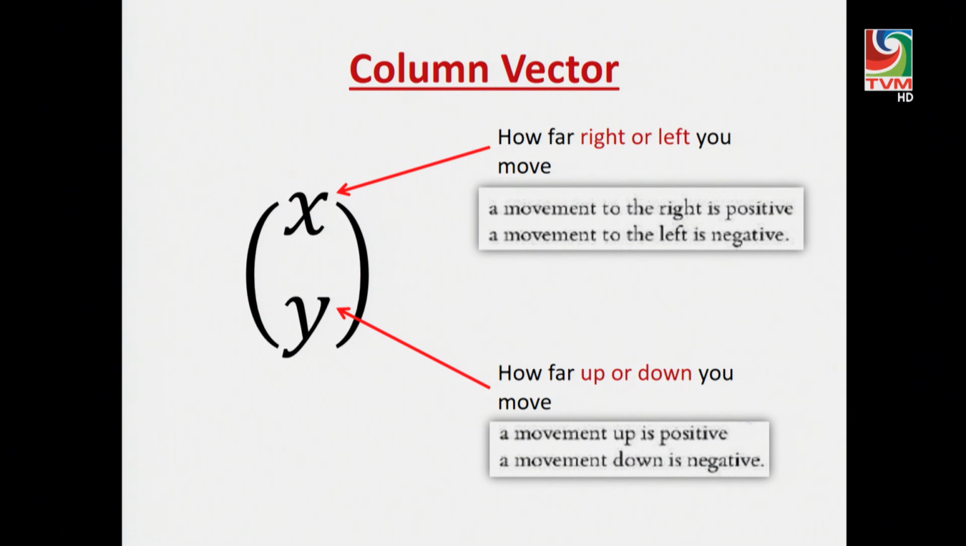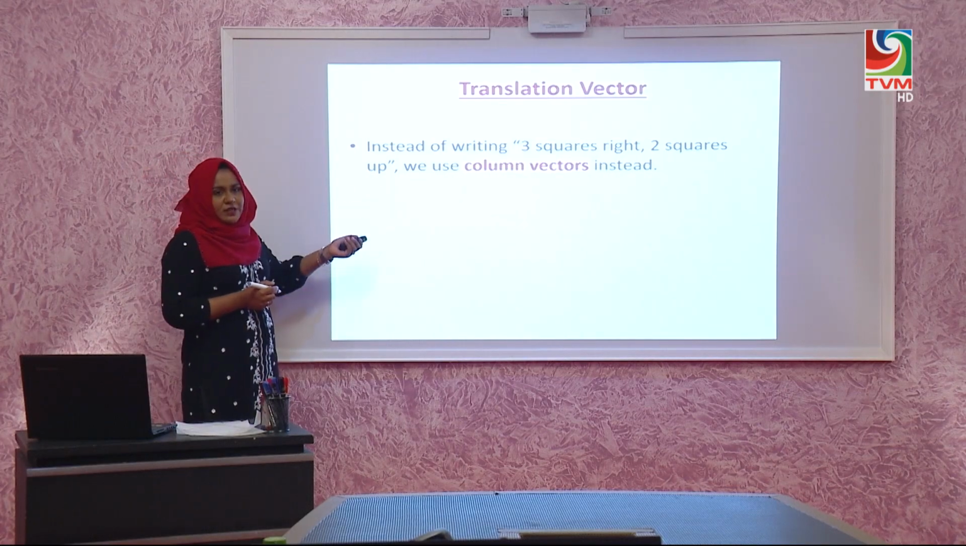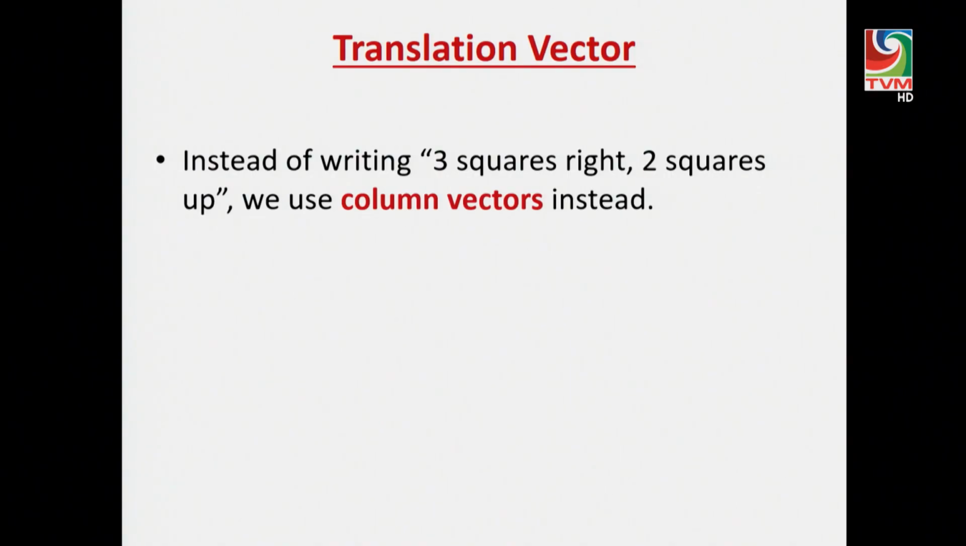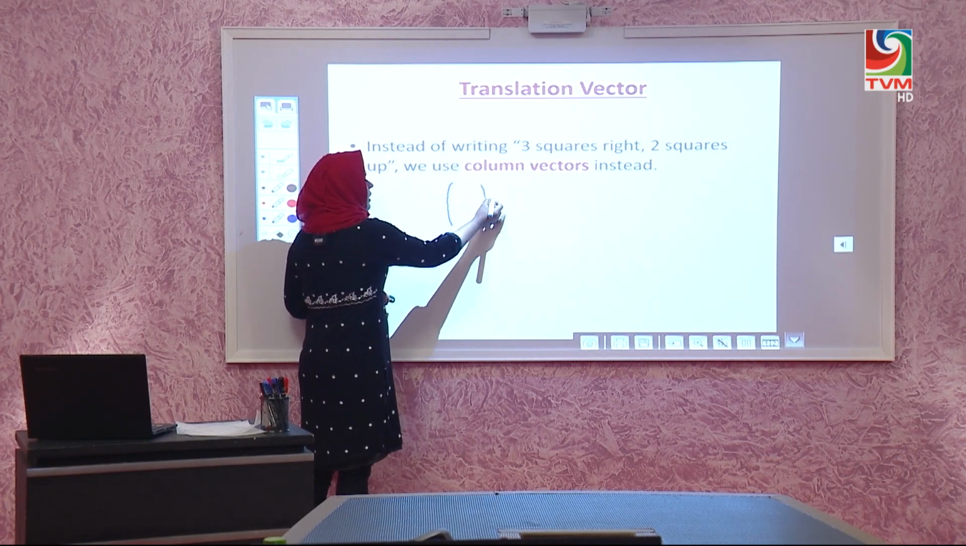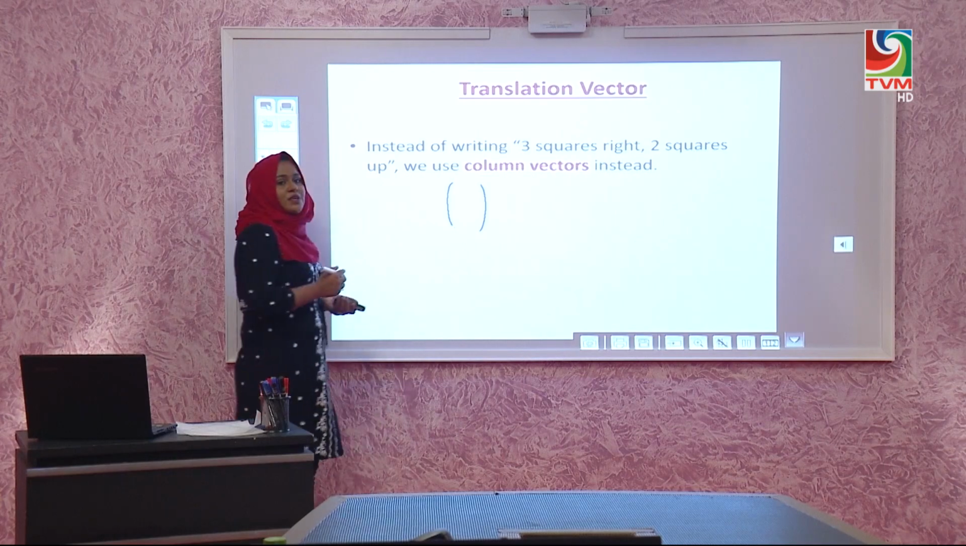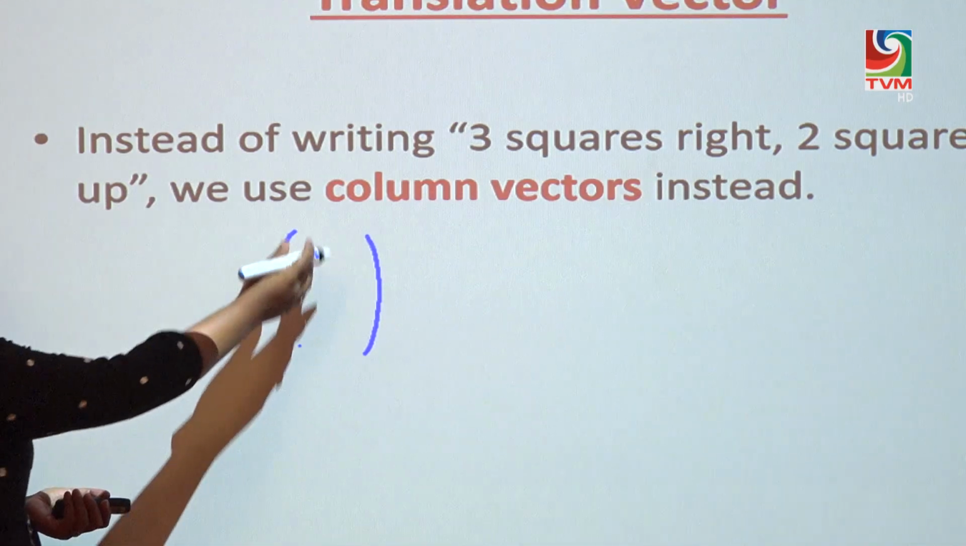If this value is positive, then you have to move your object upwards. If this value is negative, move your object downwards. So, instead of writing the movement like 3 squares right, 2 squares up, how to use column vectors to write the same information is, we know that in a column vector we write the values in a bracket, two values column-wise.